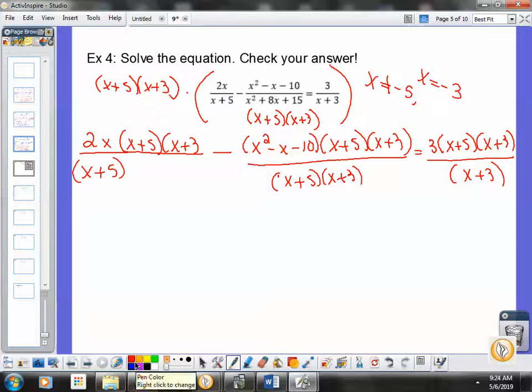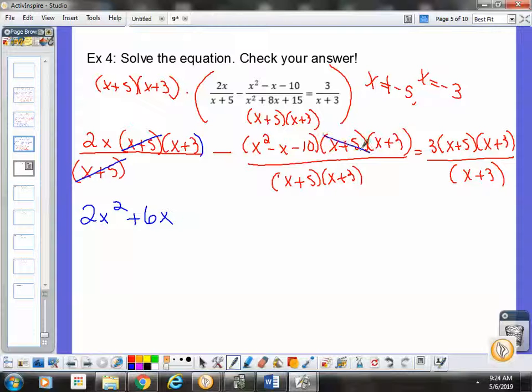Now let's simplify what we can. I can cross off these x plus 5s here and here. To save me a step, is it okay if I go ahead and distribute that 2x in this step? 2x times x, 2x squared, 2x times 3, 6x.